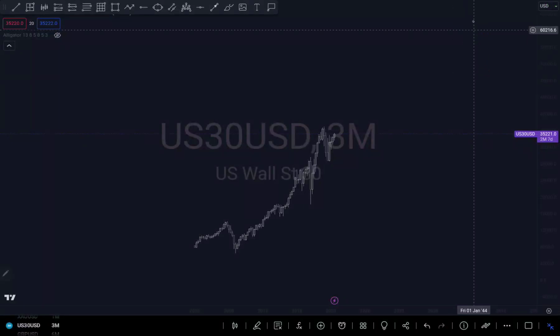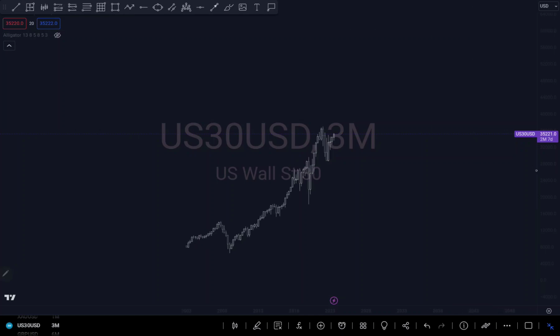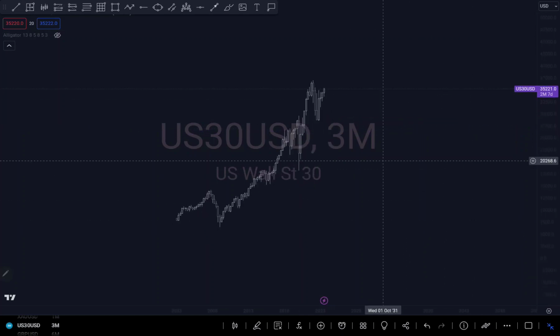Hi guys, so I'm going to do a top-down analysis on US30. Let's see what we're expecting in US30. I'm on a bigger time frame right now because top-down analysis means analyzing from a bigger time frame to the smaller time frame, just to summarize everything and look at the overall direction of the market.